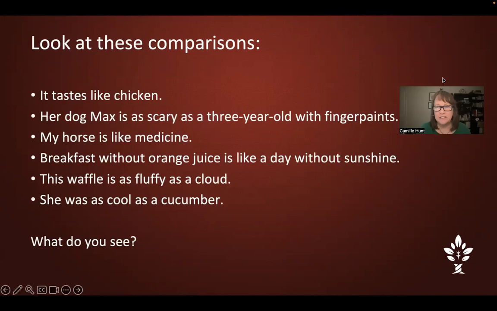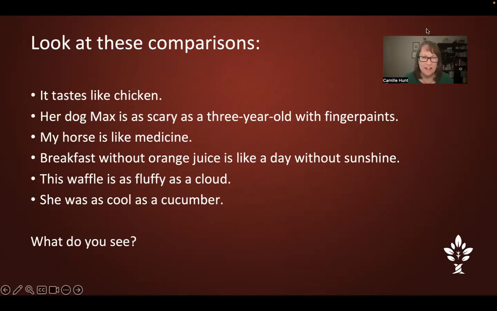Look at these comparisons. It tastes like chicken. Her dog Max is as scary as a 3-year-old with finger paints. Coming at you and you're going to get wet. My horse is like medicine. Breakfast without orange juice is like a day without sunshine. That's an old orange juice commercial, for some of you might remember that. This waffle is as fluffy as a cloud. When she did that, she was as cool as a cucumber.